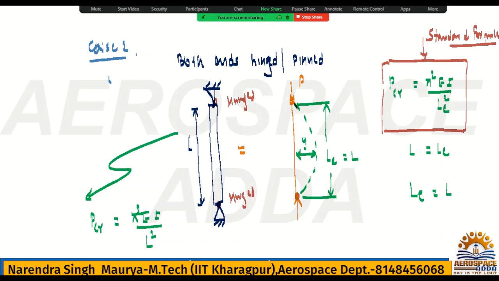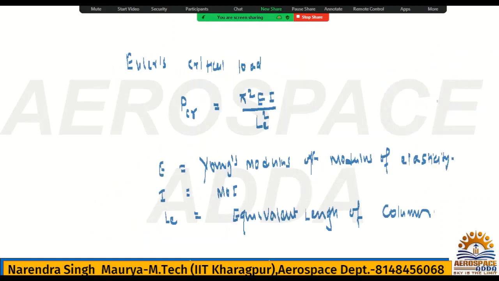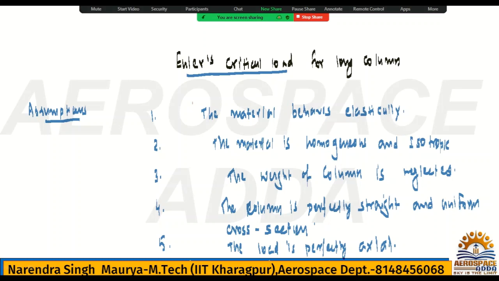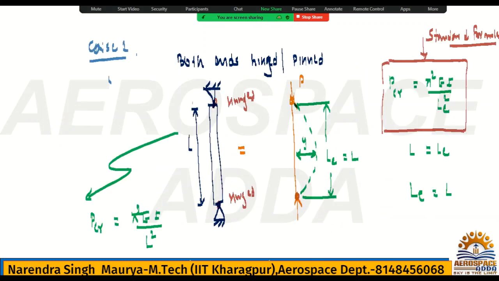Given by Euler's. So this is the Euler's critical loading, pi square EI by LE square, you have written here. So this is the standard formula. But for different cases, you are getting different formulas. Like now, the first case you are having both ends hinged. I told you this is the derivation, but I am not deriving it, I am directly writing. So if they have given in the problem both ends are hinged, then you will use this formula: PCR is equal to pi square EI by L square.